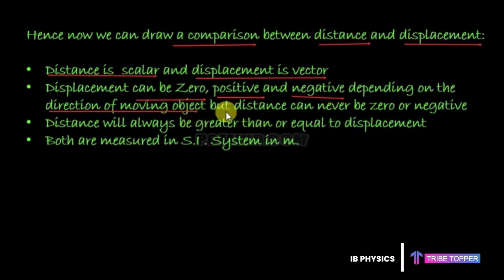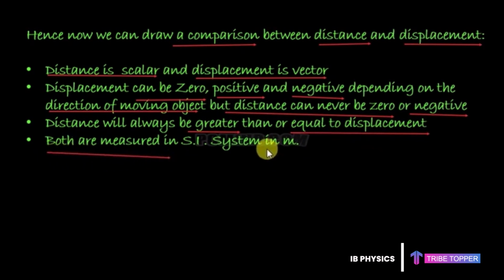But distance can never be 0 or negative. So if an object is moving, it will definitely cover some distance, though displacement, even if it comes out to be 0. That means distance will always be greater than or equal to the displacement. Sometimes if you follow just one shortest path, in that case distance and displacement are equal. Otherwise distance will always be greater than displacement. And last one is that both of them are measured in the same SI units, that is meters, because finally they're giving you the length of the path.